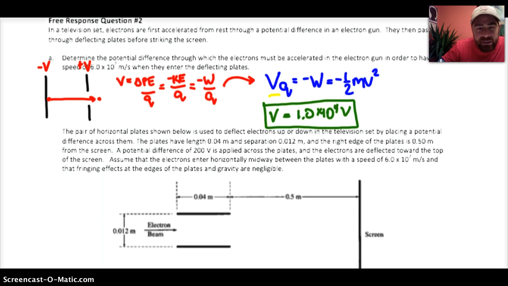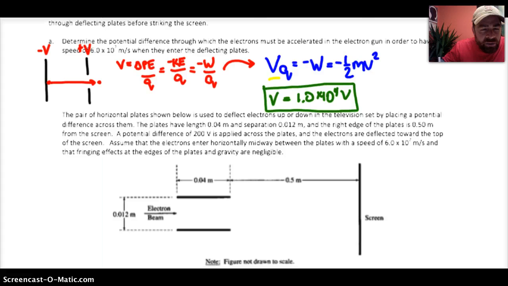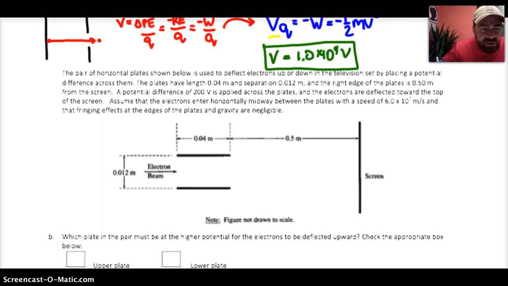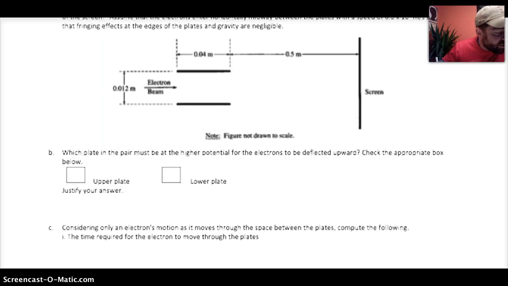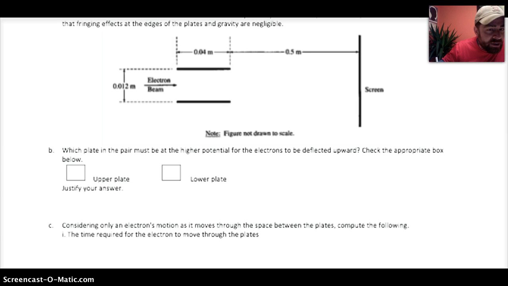When I go to the second question, we put some focus on the horizontal plates. It says a pair of horizontal plates shown below is used to deflect the electrons up or down. Part B says: which pair of plates must be at a higher potential for the electrons to be deflected upward? Check the box below and justify your answer. If the electron has a negative charge and we want it to deflect up, then the upper plate must be at a higher potential.